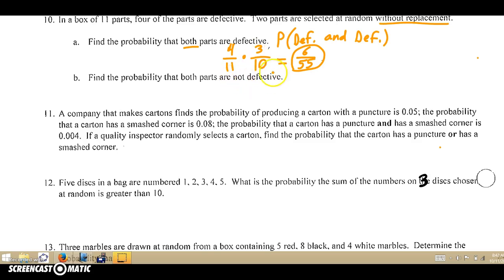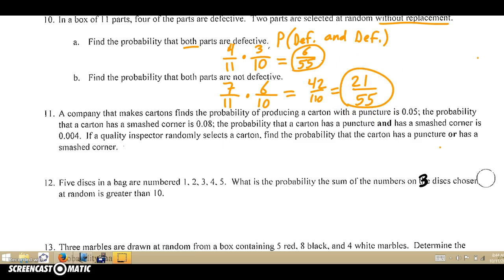That both parts are not defective. Well, what's the probability that the first part's not going to be defective? Since there were 4 defective, that means there's going to be 7 that aren't, right? 11 minus 4. Times, once again, we're still not replacing, so it'll be out of 10. How many will not be defective the second time? 6 out of 10. So go ahead and multiply those two together. You get 42 out of 110, which reduces to 21 out of 55. Pretty neat.